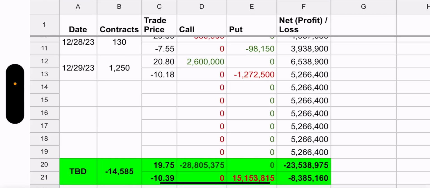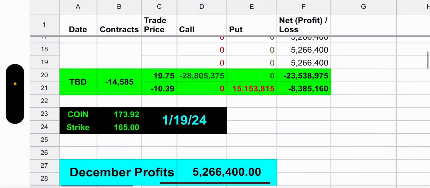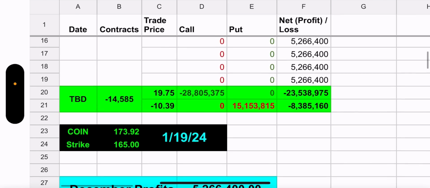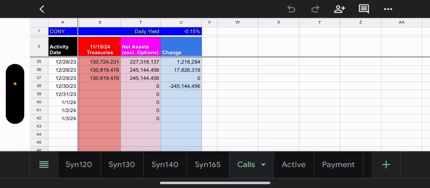A lot of people. 1229 yesterday. 1,250 contracts, as mentioned, added to the synthetic position, but that's still costing them money. 2.6 million call, 1.2 credit on the put. So again, this December profit is a higher debit. All right, so the synthetic position remains.